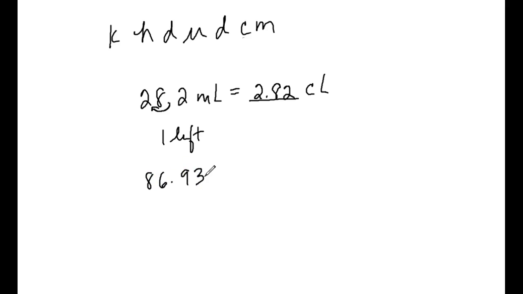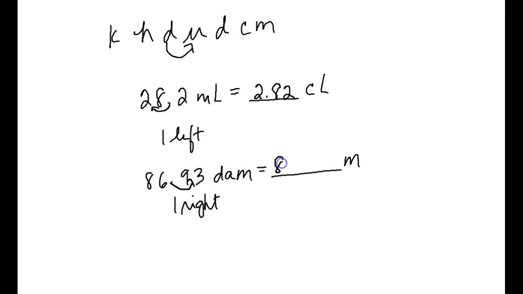If I have 86.93 decameters, and I want to know how many meters that is. From decameters to meters, I go one place to the right. So my decimal point is going to go one to the right, and it's going to become 869.3. We started at 86 point, and it's going to go one to the right and become 869.